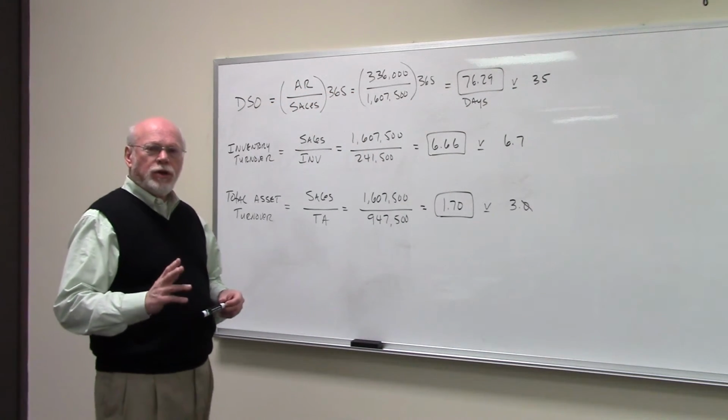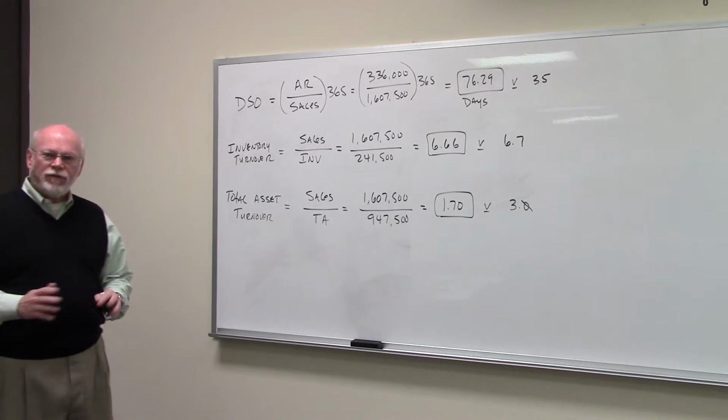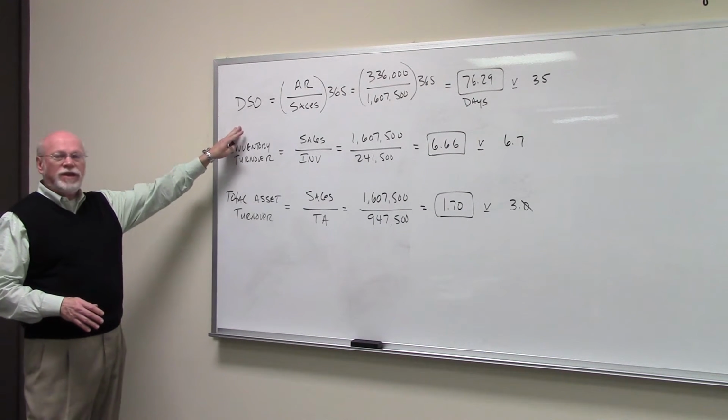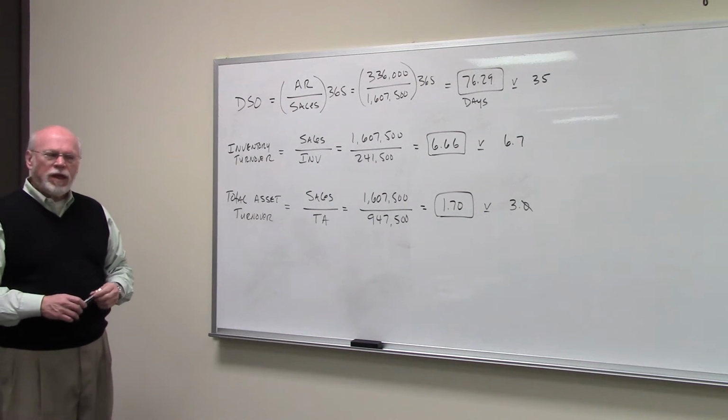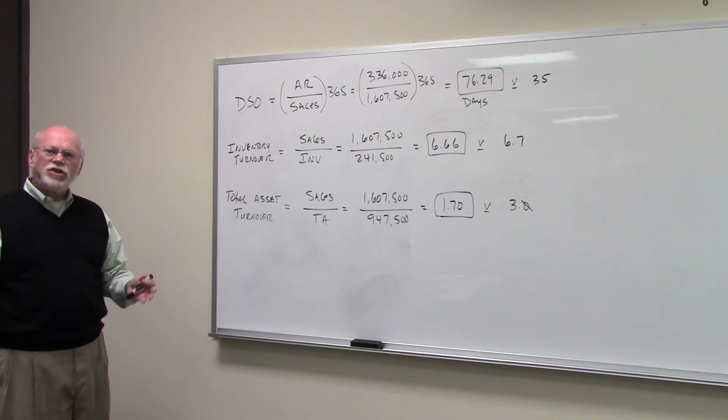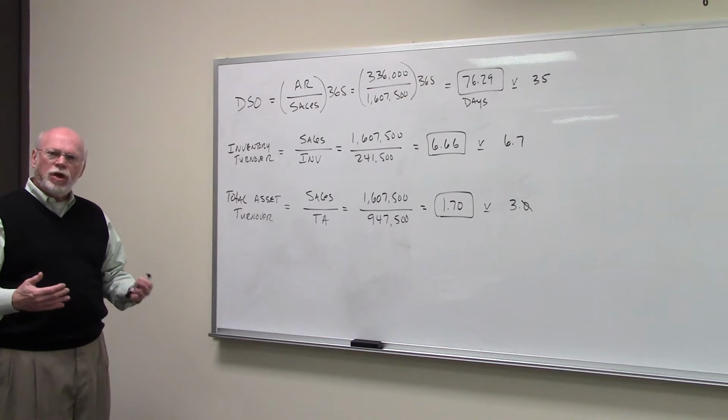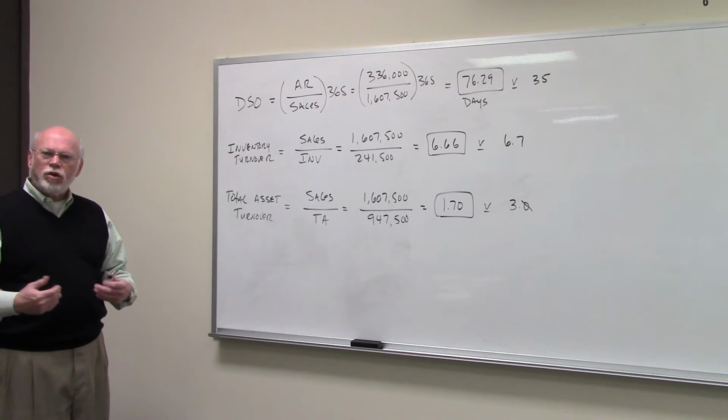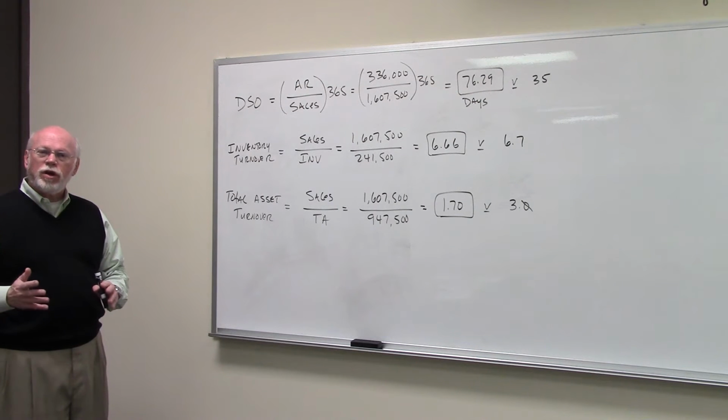Now the first activity ratio that we're going to look at is called days sales outstanding, often referred to as average collection period. It's defined as accounts receivables over sales times the number of days in a year. And they told us in this problem that they used 365.